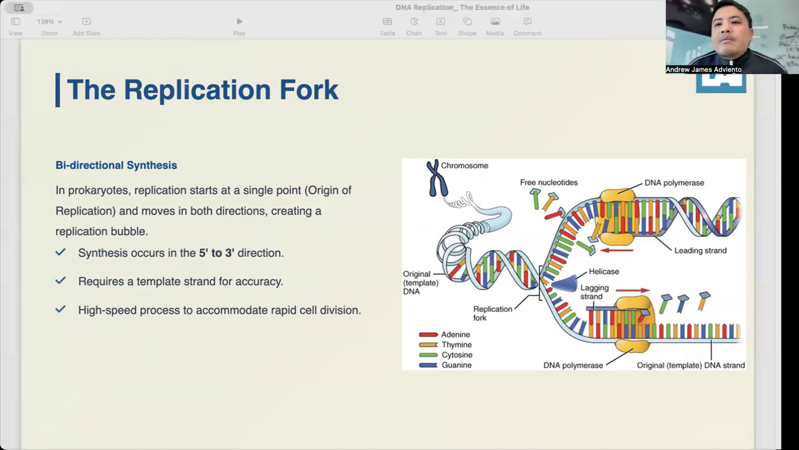So key rule to remember here, DNA is always synthesized in the 5' to 3' direction. I remember mentioning that to you before. This is because the enzymes can only add new nucleotides to the 3' end of the existing chain. So this creates a high-speed assembly line that allows the bacterium to copy its entire genome in less than an hour.